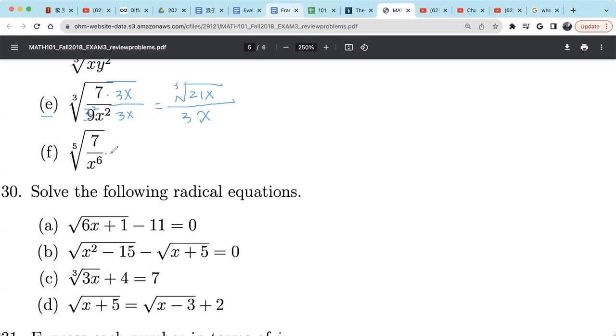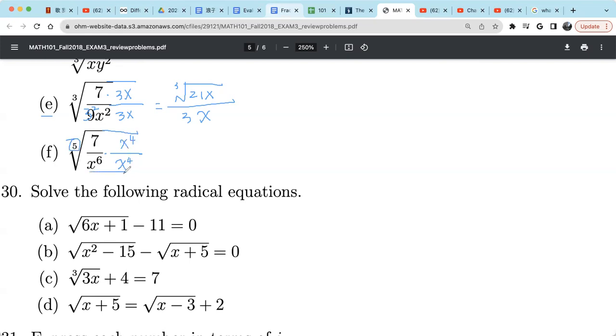For this one, I need to multiply x raised by, so I have x raised by 6 already. So I need to multiply x raised by 4 to make the exponent of x to be multiples of 5, because I'm dealing with the 5th root. The index is 5. So the power of x needs to be multiples of 5. So we already have x raised by 6. We need to multiply by x raised by 4. We do the same for the numerator.